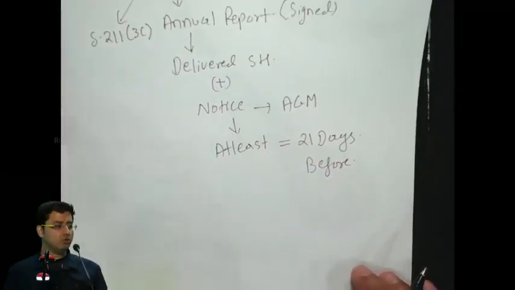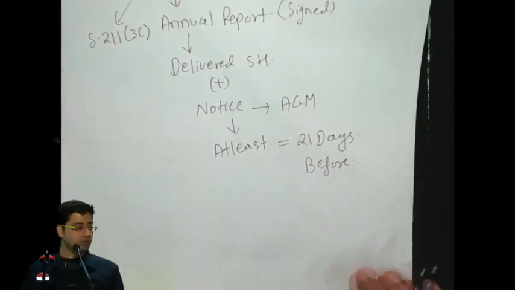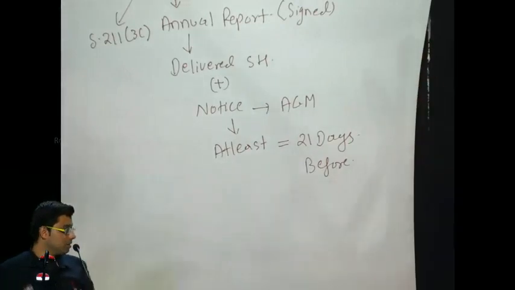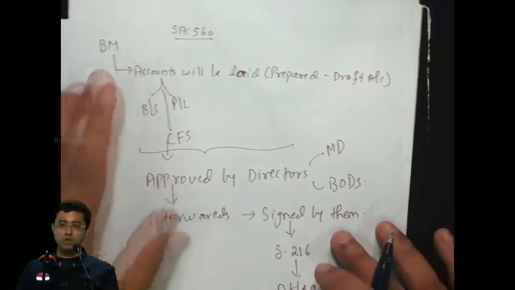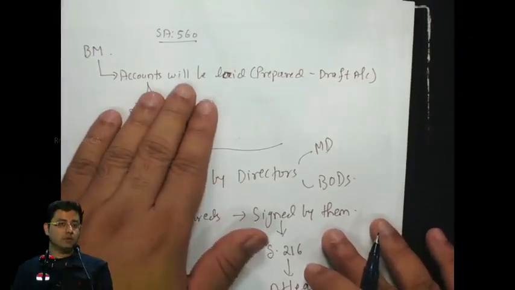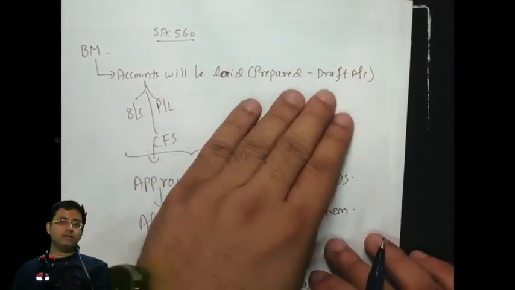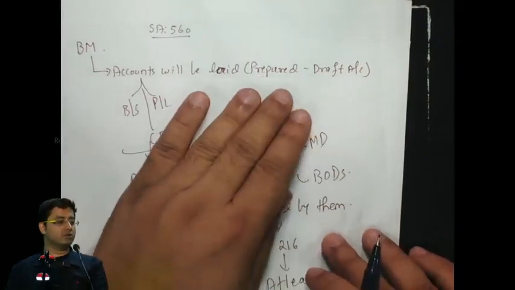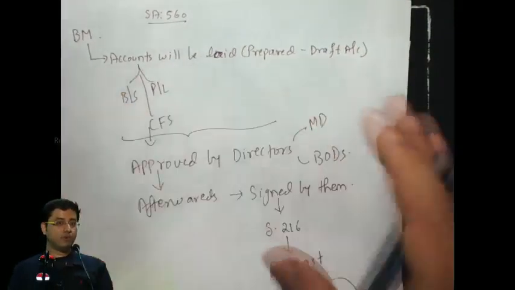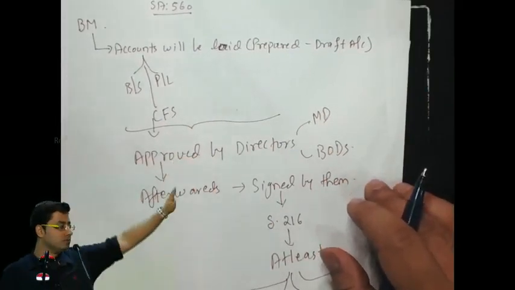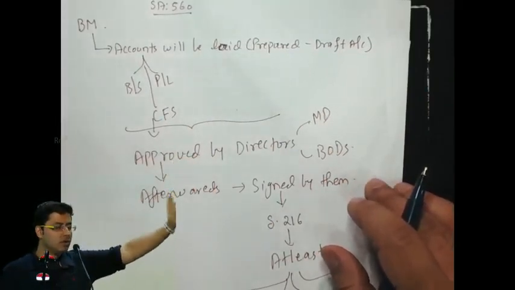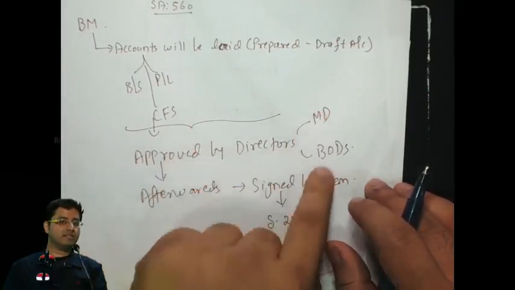Now my question to you, you understood this whole cycle? Acha, so what was the first thing where we started from? We started from the board meeting, what will happen? Accounts will be laid, then they are final accounts or they are draft accounts. Acha, then they will approve it. If they approve it, then they become final. So approval, please maintain silence. After approval by the directors, they become final.